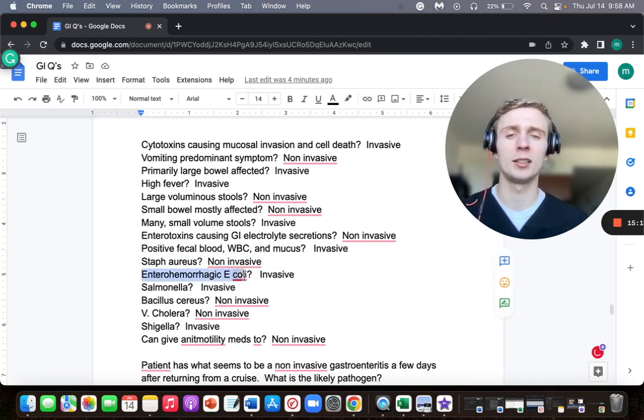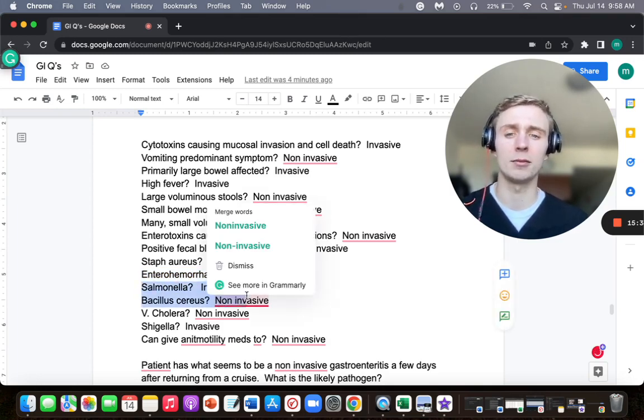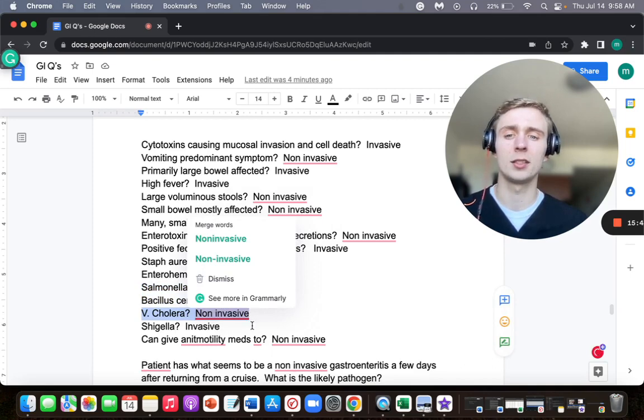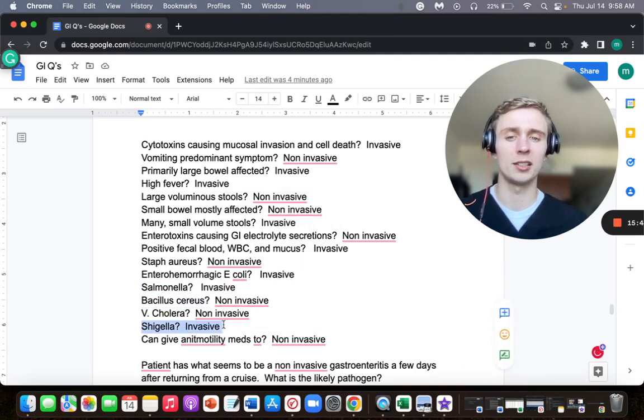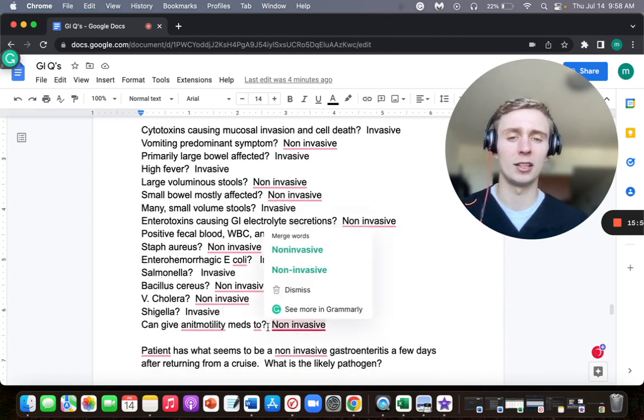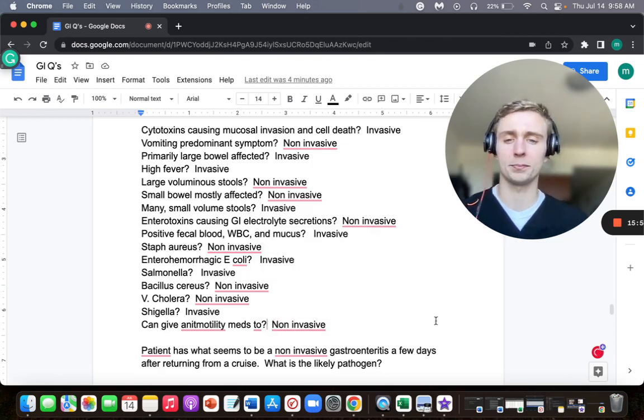Enterohemorrhagic E. coli, that's going to be invasive, and that can lead to hemolytic uremic syndrome. Enterohemorrhagic E. coli, O157:H7, that's that one. Enterohemorrhagic E. coli, important to know, invasive diarrhea. Salmonella, that's going to be invasive as well. Bacillus cereus, that's non-invasive. Vibrio cholera, non-invasive. Shigella, invasive. Shigella is an invasive type of diarrhea. Which one can you give antimotility meds to? And that's non-invasive. So we don't want to give antimotility meds into an invasive diarrhea for sure.